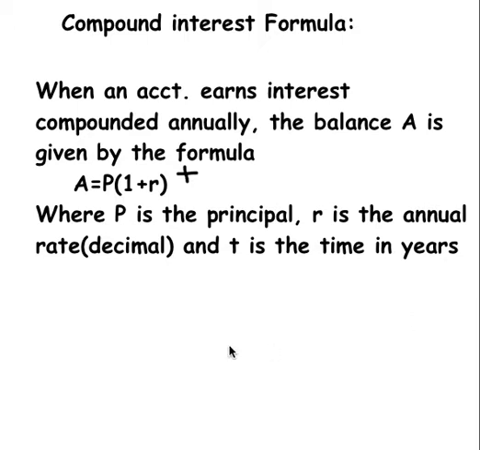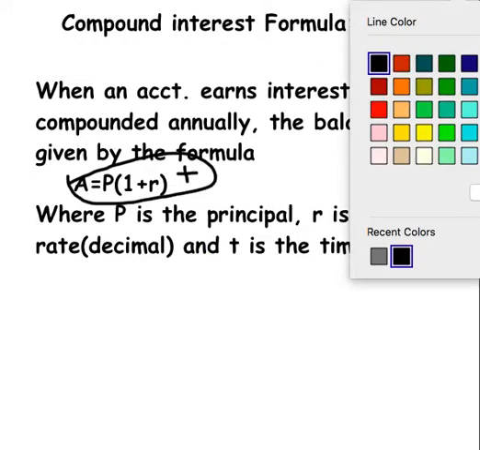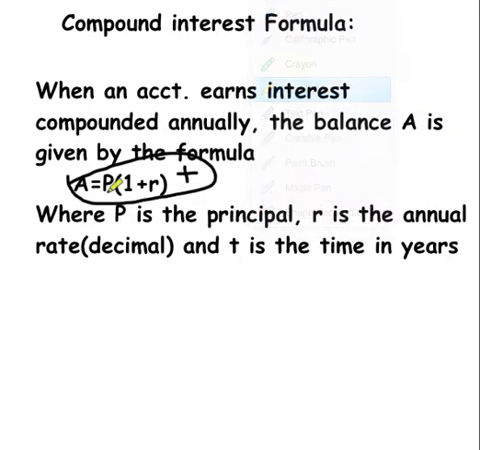Yesterday we started doing the formula for compound interest. It is found right here. A equals P parenthesis 1 plus R to the exponent of T. Remember, we're talking about these variables. P is your principal. R is your rate, which is always a percent. You have to change it to a decimal. And T is for time, and the time has to be in years.